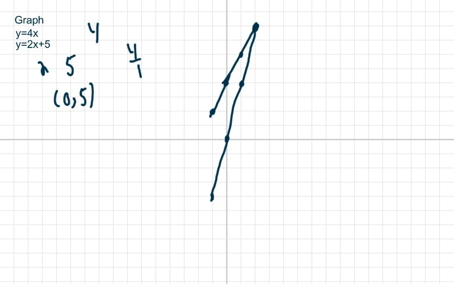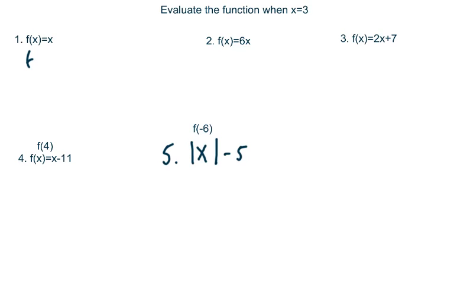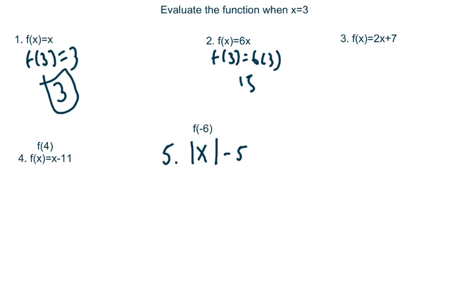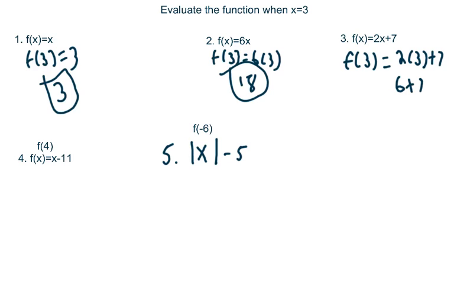And these two hit (3, 8), and we'll be learning that in chapter 3. f of 3 equals 3. 3 would be your final answer. f of 3 equals 6 times 3, which will be 18. f of 3 equals 2 times 3 plus 7. 6 plus 7, 13.